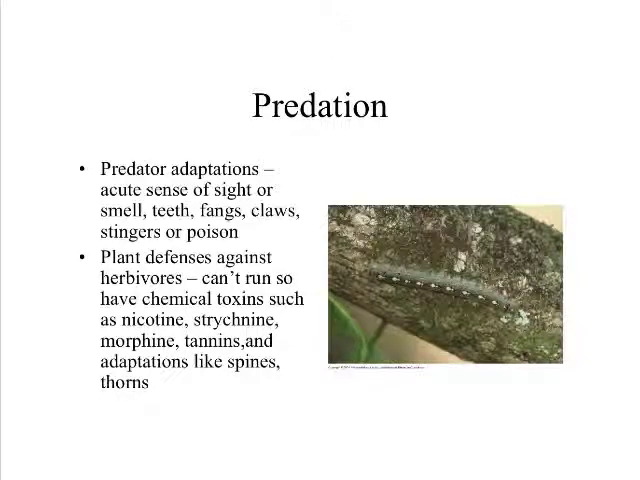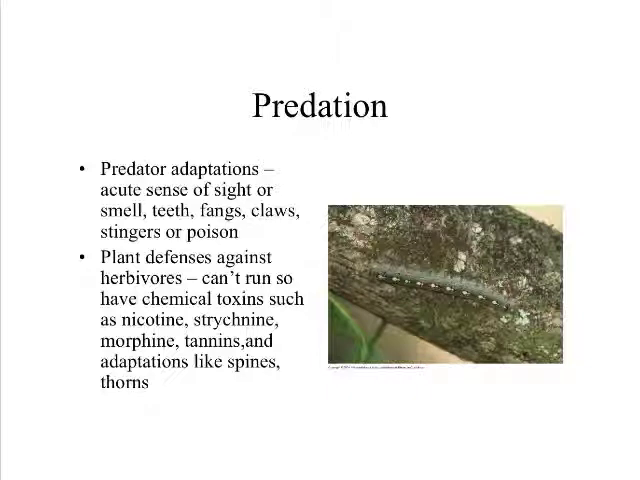Predators, the ones who are eating the other species, have come to have some common adaptations: an acute sense of sight or smell to find their prey, and teeth to easily catch and devour prey, along with fangs, claws, stingers, or poison to maim, kill, or stun their prey. All of these adaptations have come over time so that predators can survive more easily in the environment. Now the prey also have adaptations against the predators.